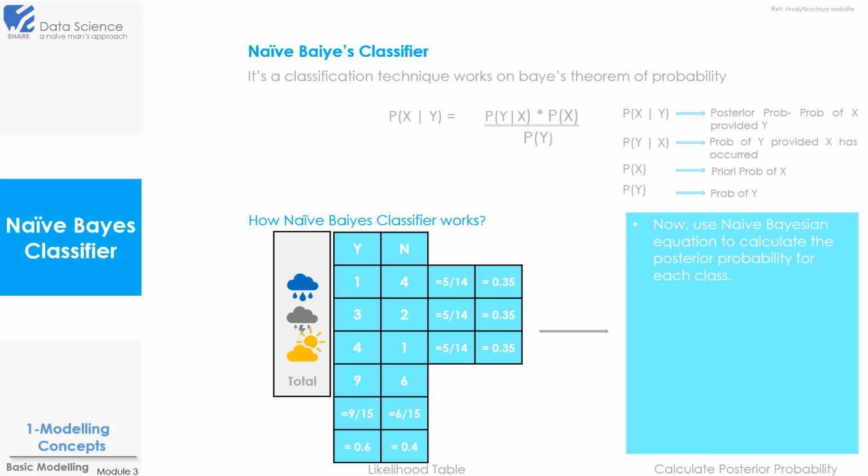Now with the likelihood table, we will calculate the posterior probability using Bayesian equation. And then the class with the highest posterior probability is the outcome of our prediction.